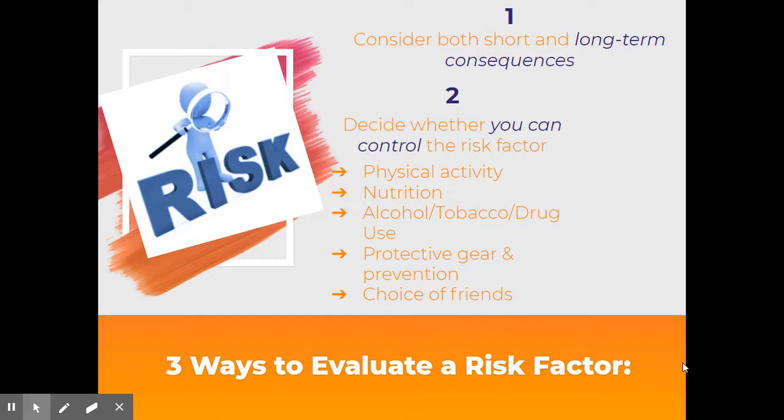If it's you performing a physical activity, if it has to do with your diet and nutrition, if it has to do with choosing not to use alcohol, tobacco, or other drugs, or wearing protective gear to prevent different things from happening, like if you're handling chemicals or if you're going outside and it's cold, and then the friends that you choose. And then the third is to analyze the possible benefits and risks of each decision.